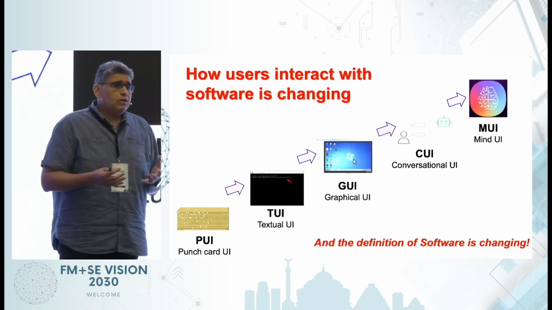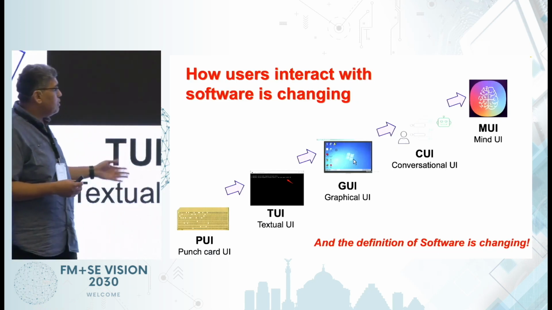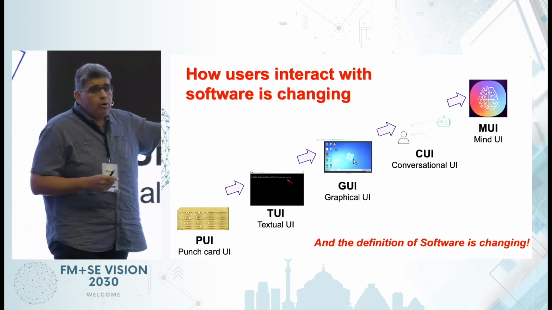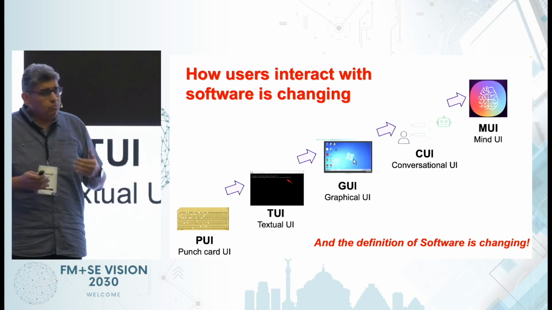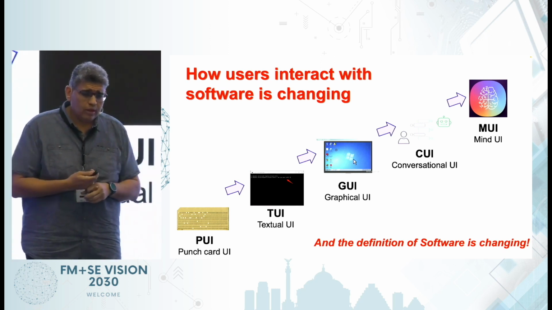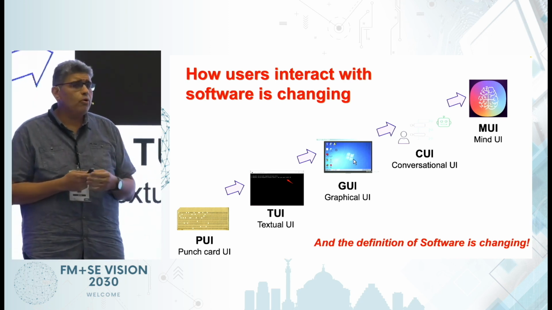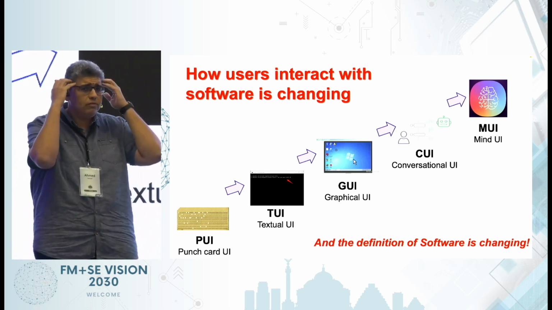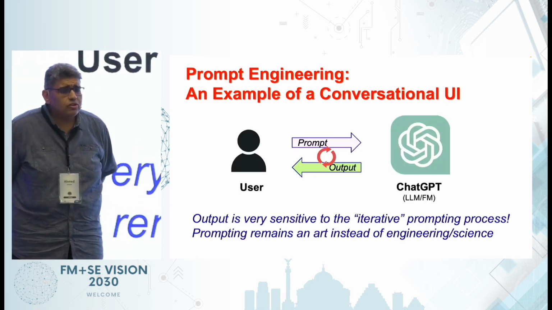So what's happening today is the way we interact with software has changed a lot. We went from punch cards to GUIs, and now we're really in what we call conversational UI, right? And even moving forward, if you look at Elon Musk's Neuralink work, their point is mind UI, right? So you don't even have to tell the software, it's just reading your mind. But what's happening is the definition of software is changing.